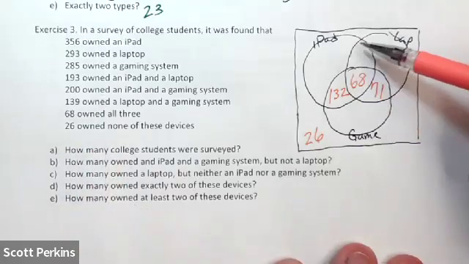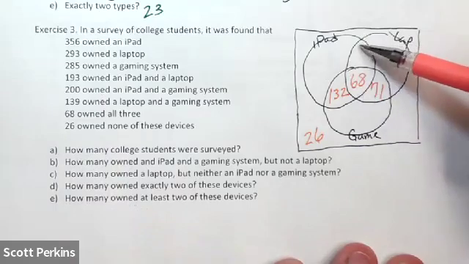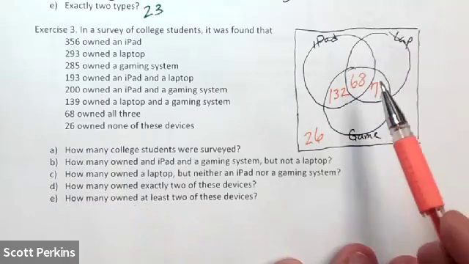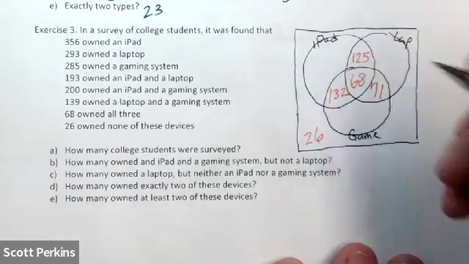193 owned an iPad and a laptop. So here's where those two circles overlap. I need 193 in there. So I'm going to take the 193 minus the 68 that are already in. That's 125.